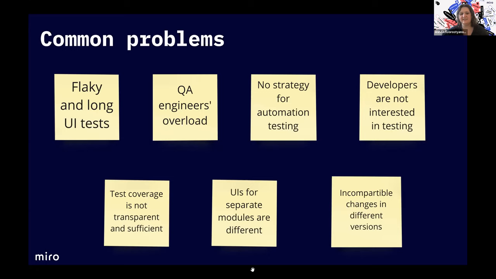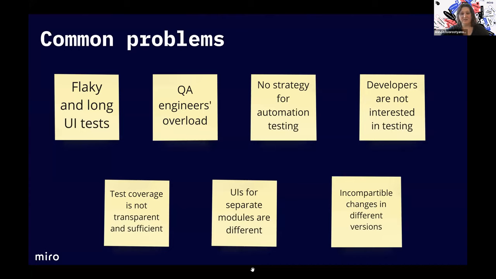Next problem is that test coverage sometimes is not sufficient or not transparent. You might have a lot of test cases in your test suites. You can have 1,000, 2,000, or even more, but it doesn't matter that you can see the whole picture, that you can be sure that, okay, I have tested everything that I could. And the thing is that sometimes it's not really clear how to build this transparent picture from the beginning.